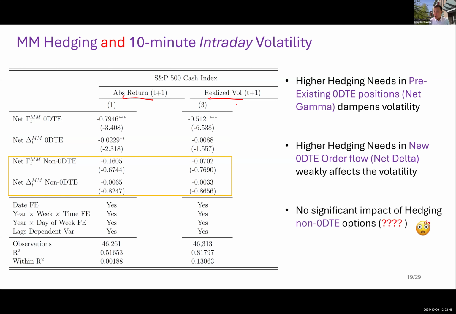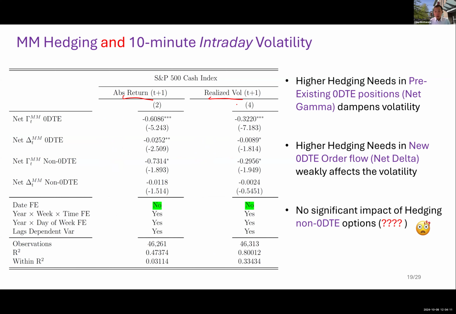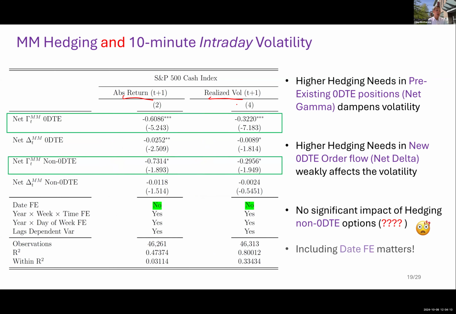Now, we also have this result, which is net gamma from non-zero DTE, longer contracts, and net gamma and net delta from non-zero DTE. Surprisingly, we find that they have no relationship with future intraday volatility. This was also very confusing at first because previous studies have documented a significant impact of dealer hedging on daily volatility. But one thing that we show here is that all you have to do is remove the date fixed effects. If you remove the date fixed effects, you recover the results that have been documented in prior literature.